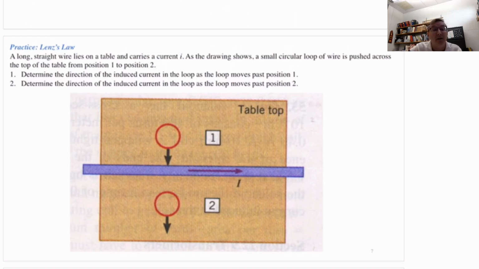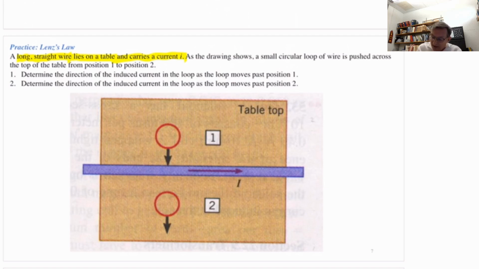So here's a different scenario, right? We've got to give you a whole bunch of different physical situations and have you think about them. So although we call this Lenz's law, it's all about determining the polarity of the induced EMF and the induced current in a loop. So here's the scenario. In this case, we have a long straight wire that lies on a table and carries a current I. See it there? It's lying on a tabletop, carrying a current to our right, I.